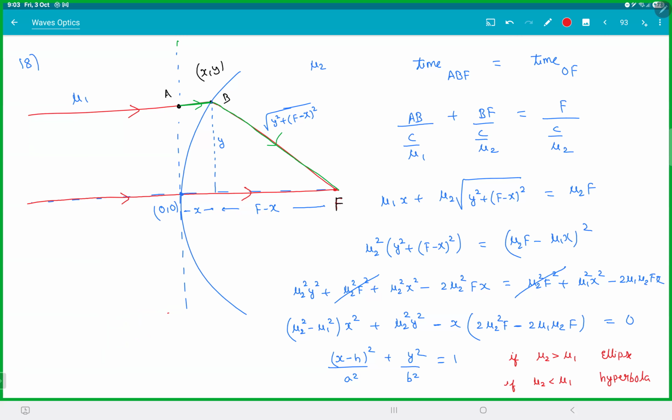Any doubts on this? Again, what did we do? We simply said time taken is same. That's it. We didn't use any out of the world concepts. Optical path. That is how they'll frame questions on this. So clear with this?